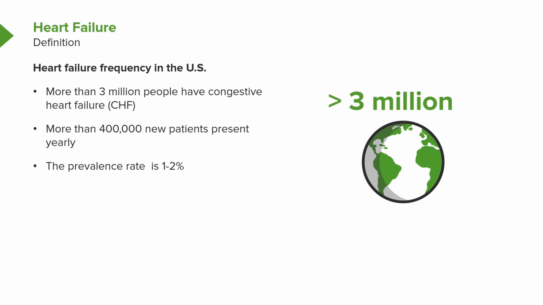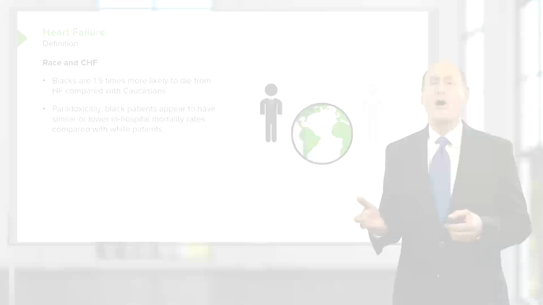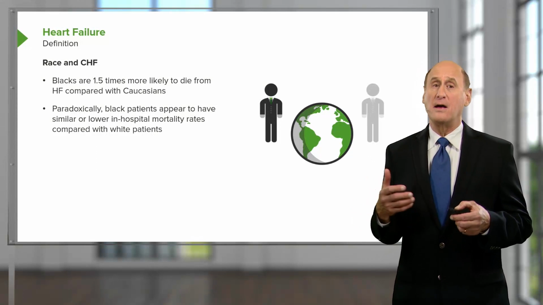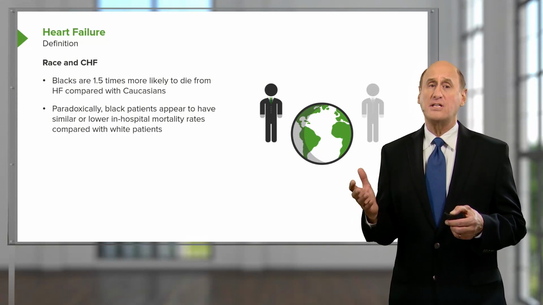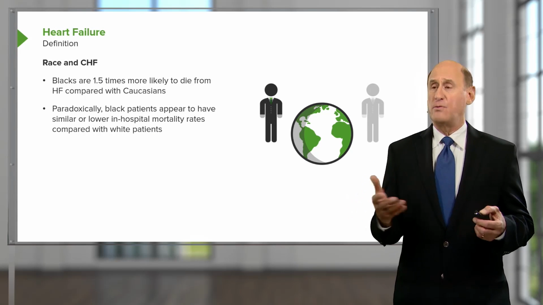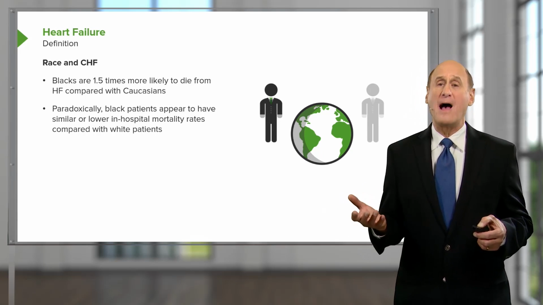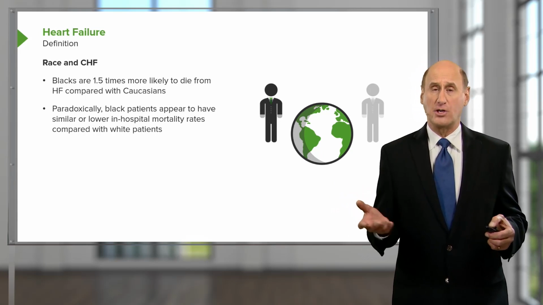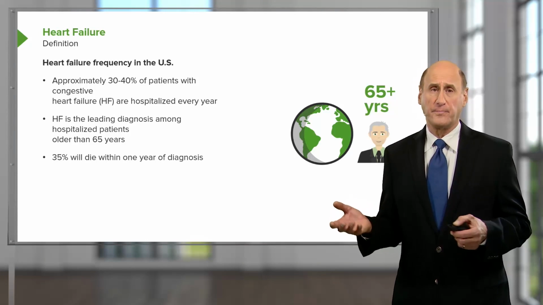There are more than 3 million patients in the United States with heart failure. There's a number of new patients presenting every year. And unfortunately, heart failure has a very poor prognosis, often a prognosis just as bad as many forms of cancer. Heart failure is more common in African Americans, and it's interesting that these patients seem to do better briefly when they're admitted to the hospital, but their long-term outlook is worse. Some of this may be because of lower socioeconomic conditions in many African Americans.